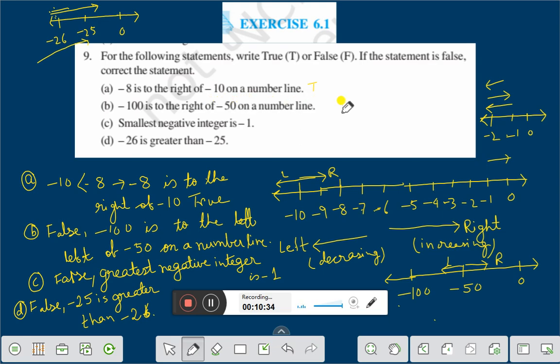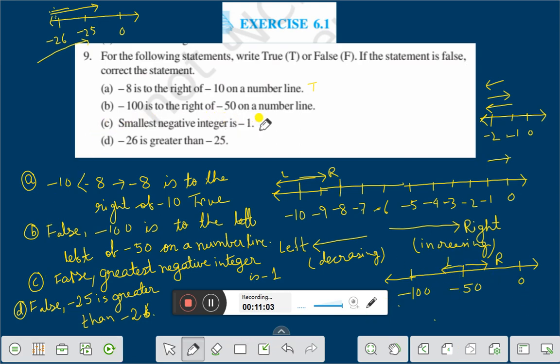Minus 100 is to the right of minus 50 on a number line. Here you see this is 0, minus 50 and minus 100. Minus 100 is to the right of minus 50? No, because minus 50 is greater than minus 100. Therefore, this is not correct, this is false. Therefore, the answer is minus 100 is to the left of minus 50. Here you see this is left, this is right.